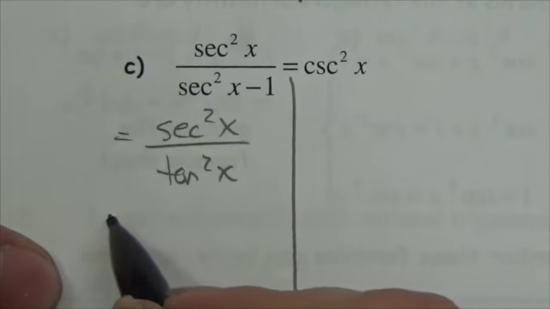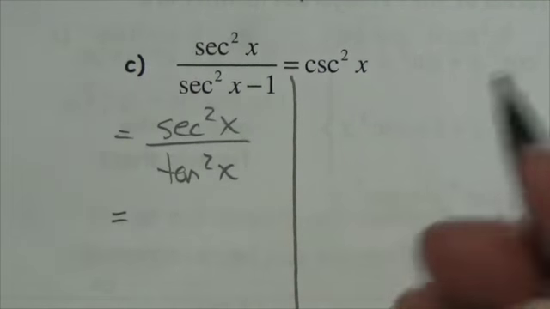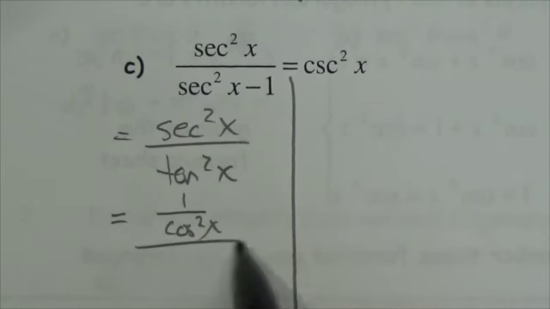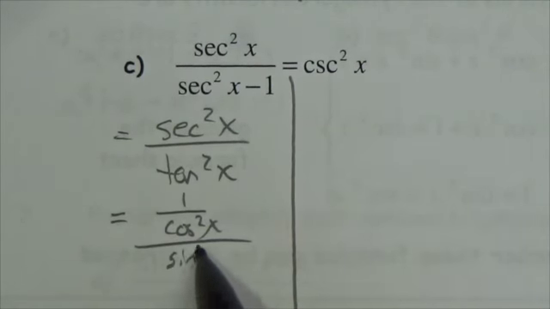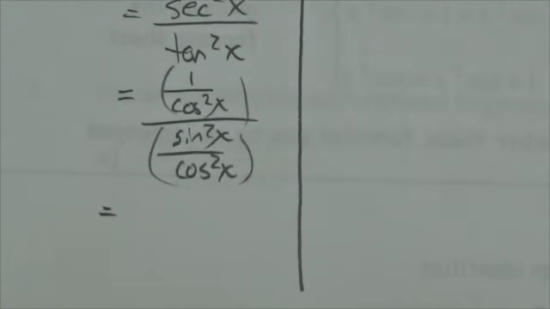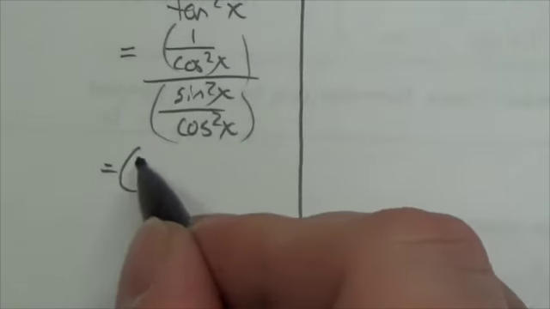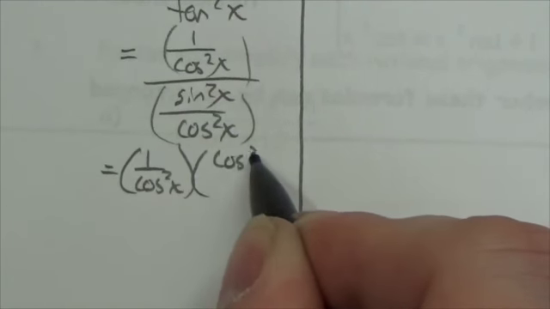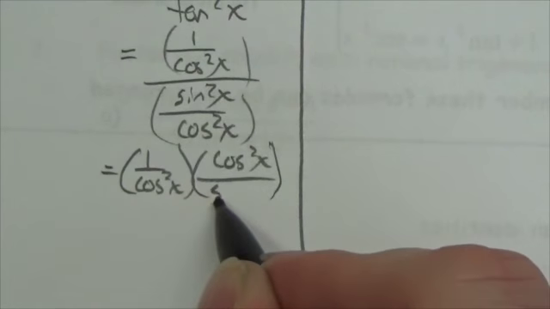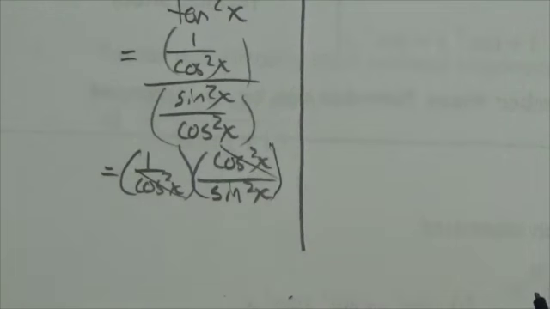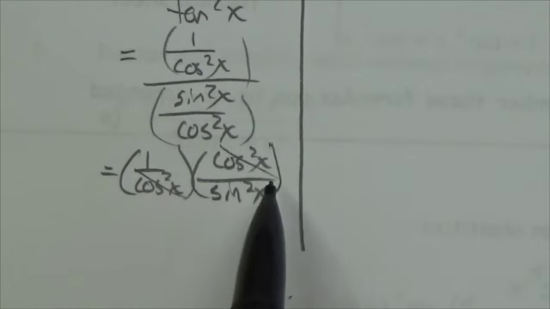Now, I want this to eventually look like a cosecant. Okay, I'm going to have to play with this a little bit. And this is one of those times where it probably makes sense for me to now write this in terms of sine and cosine. So, secant is 1 over cosine. Sine squared over cosine squared is tangent. Now I'm dividing fractions here, so I'm going to multiply by the reciprocal. So 1 over the cosine squared of x times the reciprocal, cosine squared of x over the sine squared of x. And there we go, because my cosines will cancel, and I've got 1 over sine squared.